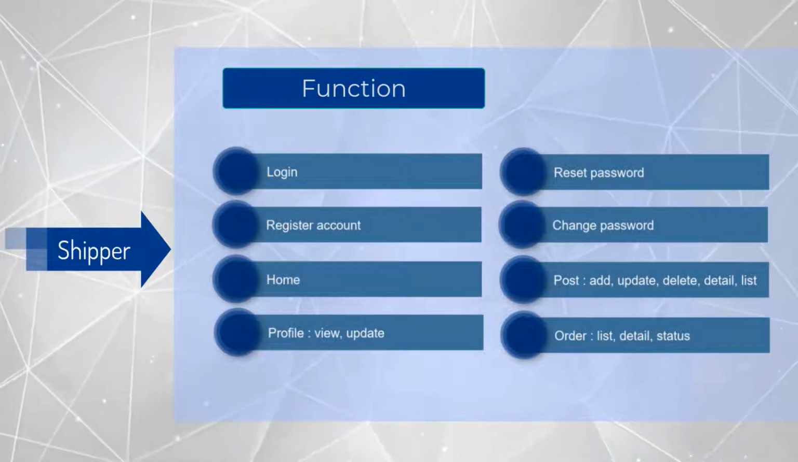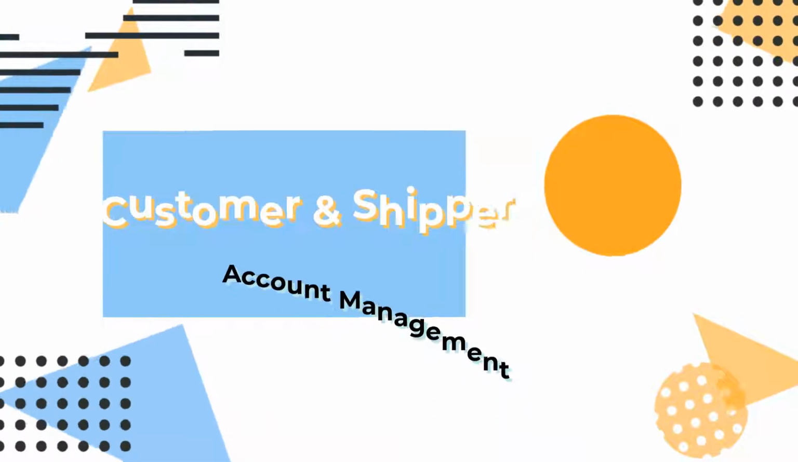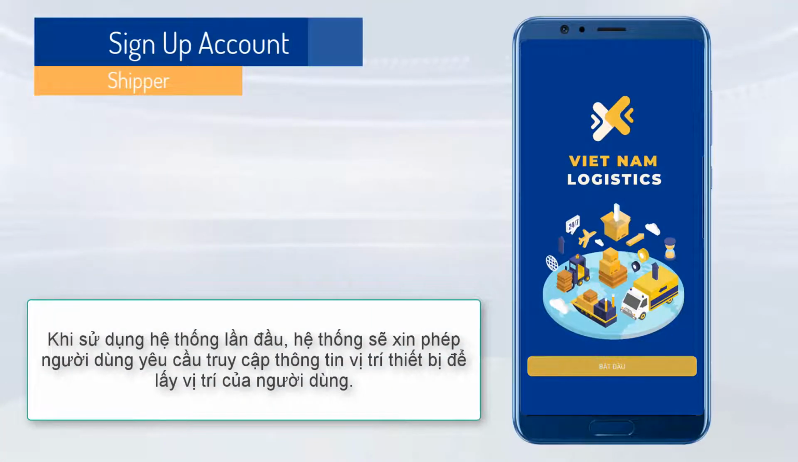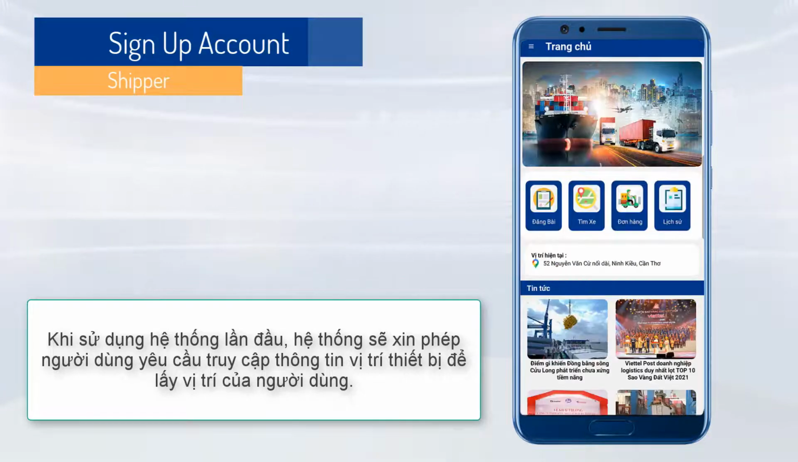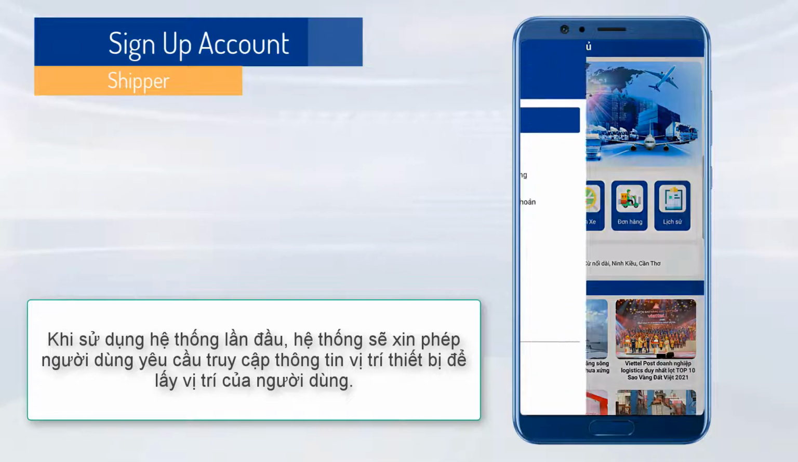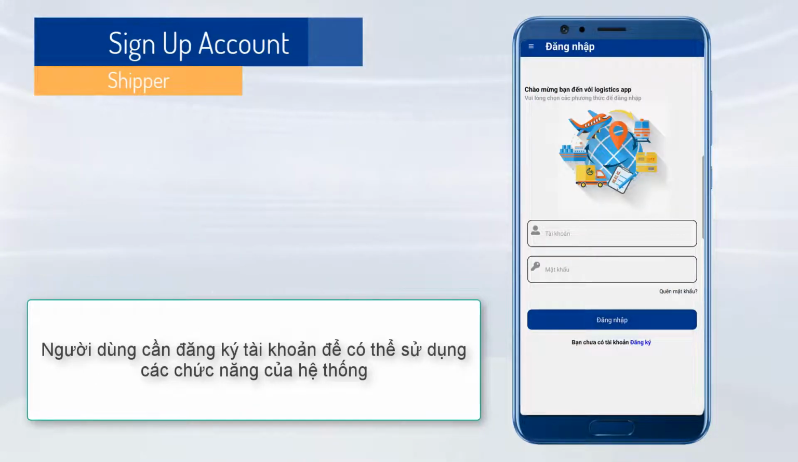We will first start with the functionality of the mobile platform. When using the system for the first time, the system will ask the user's permission to access device location information to get the user's location. Users need to register for an account to be able to use the system's functions.